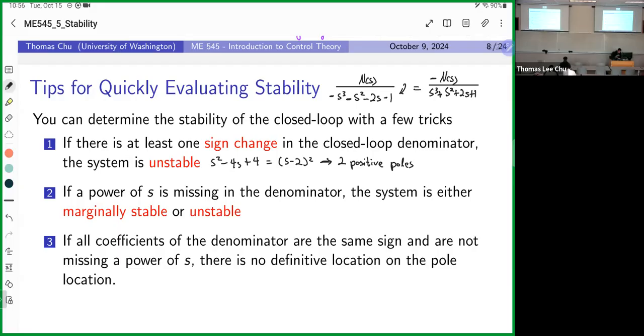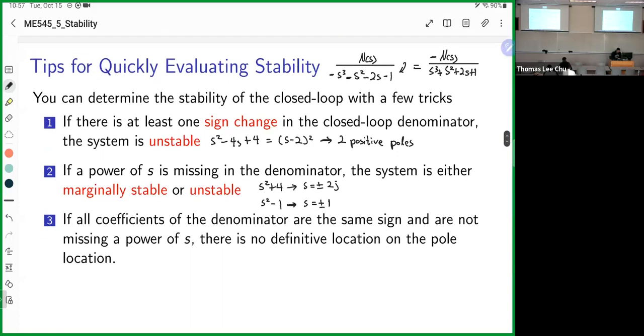stable. So the example is this, s squared plus 4. We have roots at plus or minus 2j. But then if you have s squared minus 1, we have a sign change, and we also have a pole at plus or minus 1.